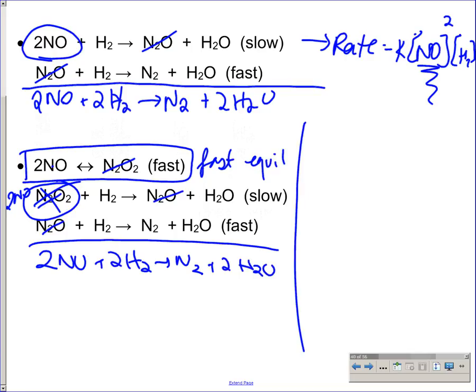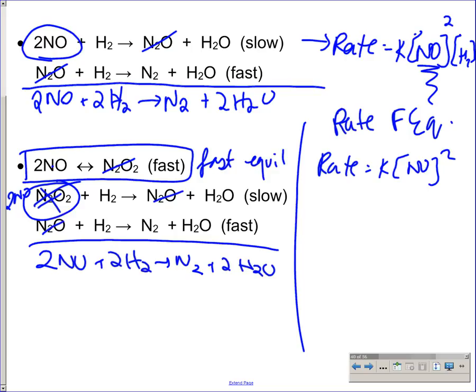Okay. So let me do it this way. The rate of the fast equilibrium step. Okay, so in accordance with this equation, we can say rate equals NO squared, right? If this was going to be the thing we're talking about, we're just trying to get the rate out there.